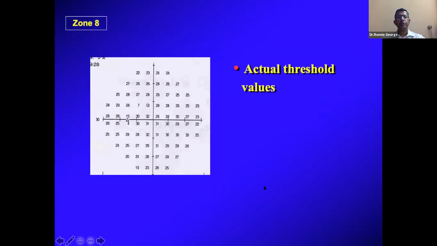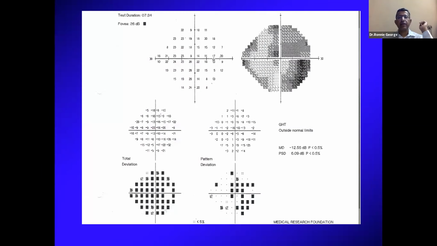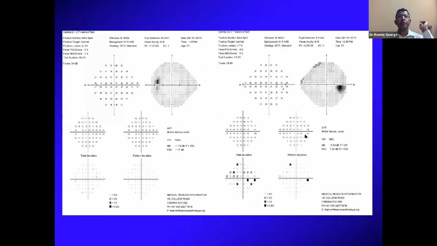And here you look at the actual threshold values. We don't typically look at it except in some situations. For example, you look at this field and you want to compare it with any other field. So when you're comparing two fields, you might want to look at the threshold values to see whether there's a difference between the two fields.